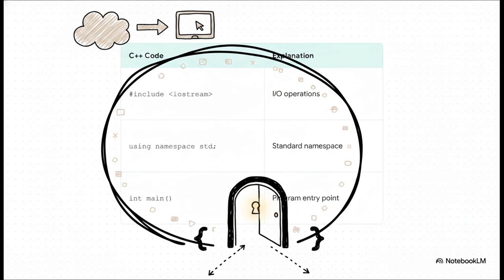Then we have int main. This is huge. The main function is literally the front door. It is the exact entry point of your entire program. When you tell your code to run, the computer blindly searches for this main function and immediately starts executing whatever instructions you've placed inside those curly braces.